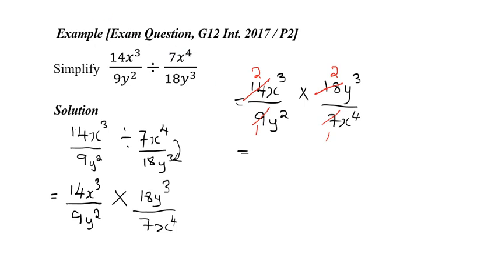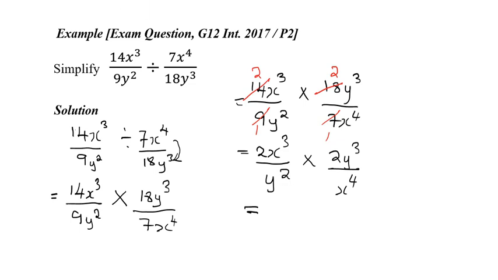Okay, so if we're done with the numbers, I'll just write down what we have. So there we have what? I have 2x to the power 3 over y to the power 2 times, there, don't forget, we have 2 there, so it will be 2y to the power 3 over x to the power 4. All right. So from what we have now, we are now going to look at the letters.